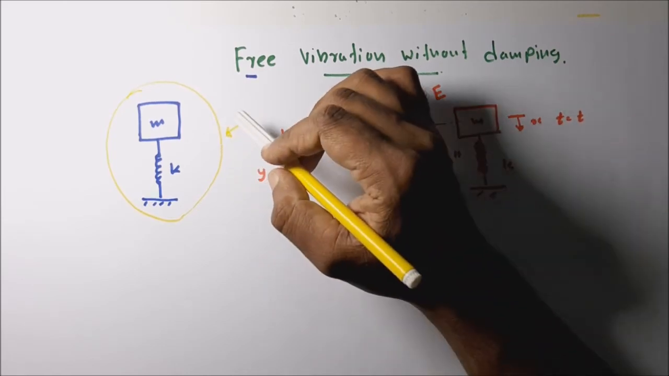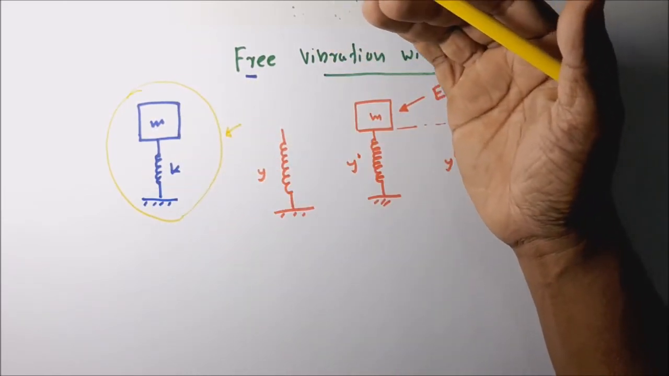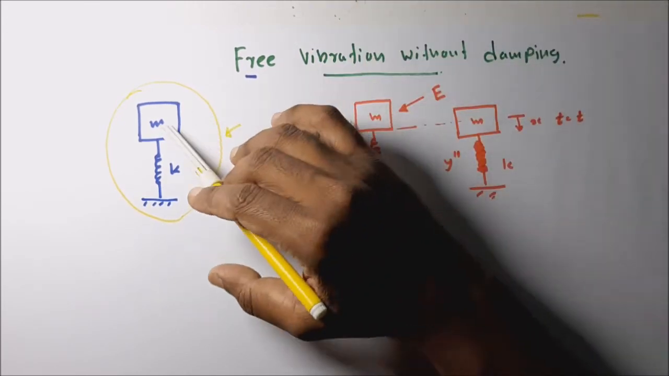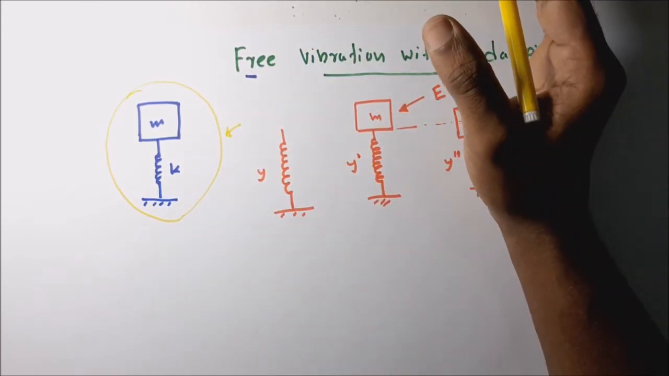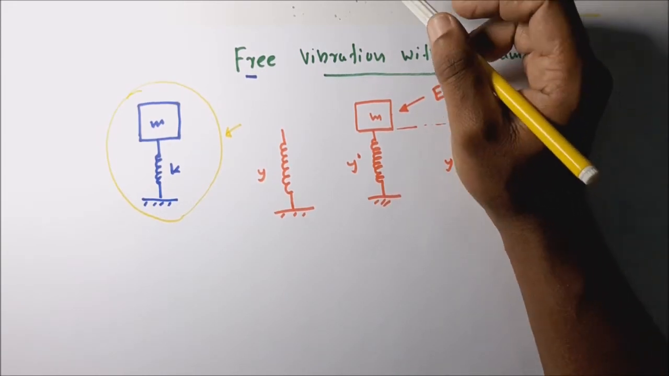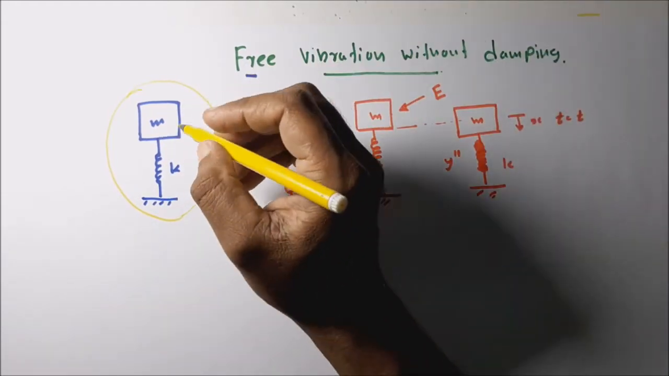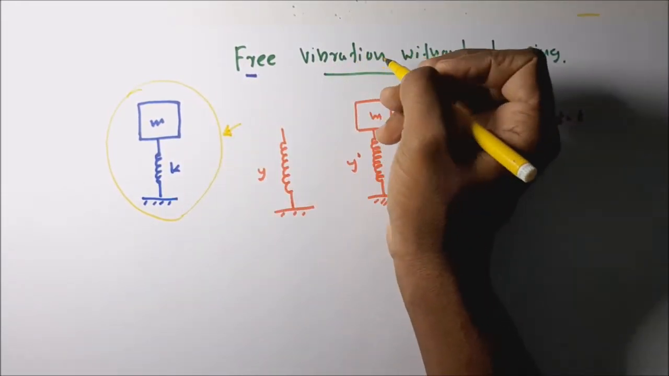After the initial disturbance, to start the vibration we have to give the initial disturbance, an energy transfer. We have to give the energy to the system. Then there is no further disturbance to the system, no further energy transferring activity. That is called free vibration. That's why I call it free vibration.